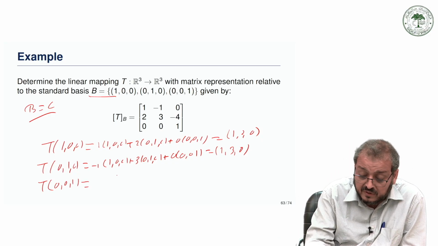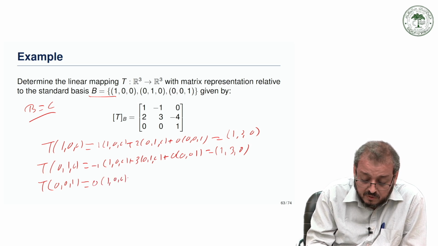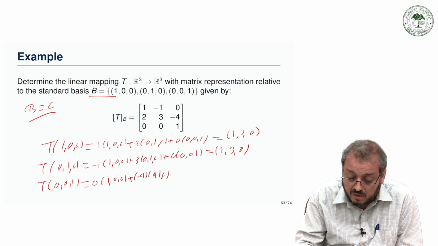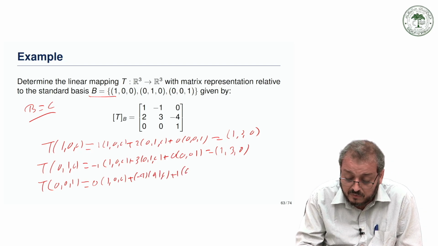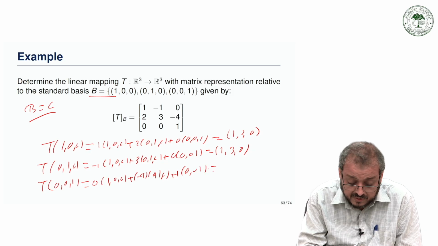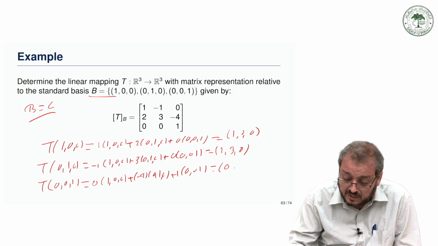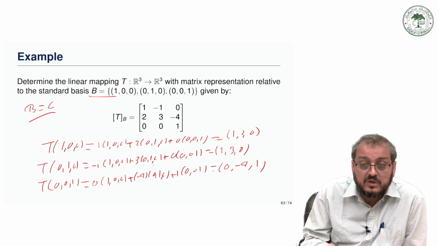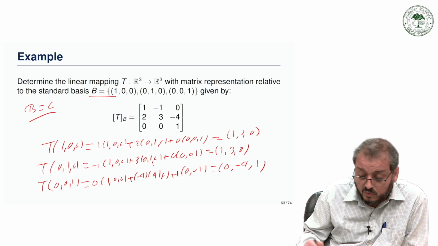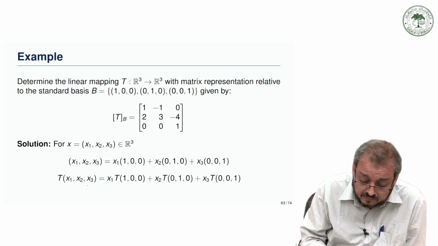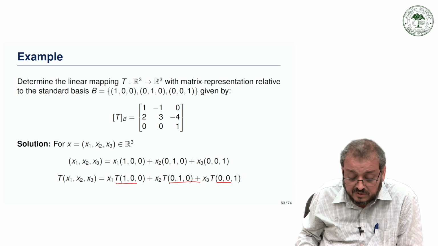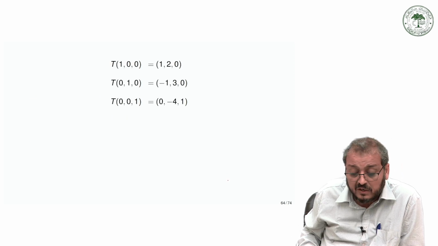This can be written as 0 times (1, 0, 0) plus -4 times (0, 1, 0) plus 1 times (0, 0, 1). This can be written as: the first term is 0, then -4, and then 1. So T of e1, e2, e3 we have to calculate. Now we have to just write x1, x2, x3. So T of e1, e2, e3 I already calculated. Substitute here.